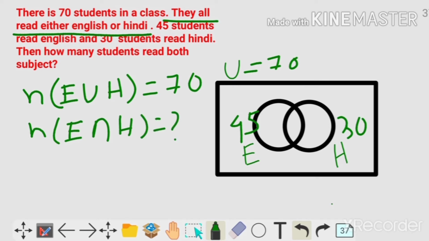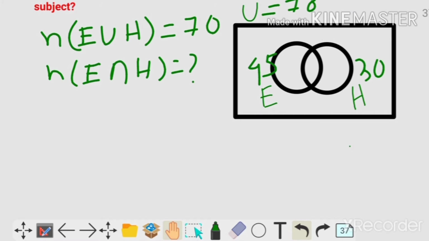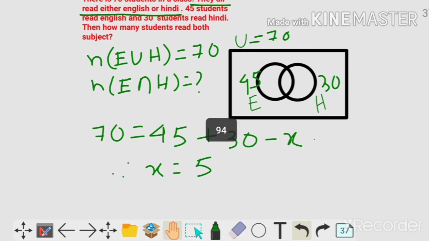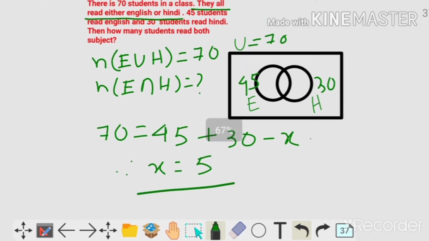Now the formula says: the number of E union H, which is 70, is equal to the number of E, that is 45, plus the number of H, which is 30, minus the number of E intersection H, which is unknown, that is x. If we solve this, x is equal to 5. So the number of students who read both subjects is 5. This is the answer.